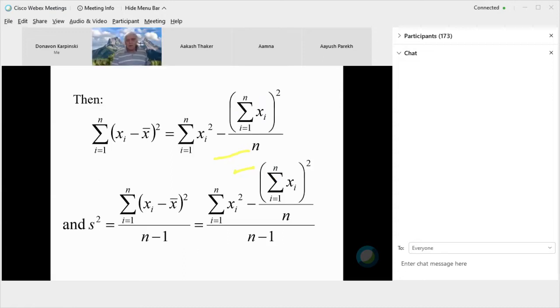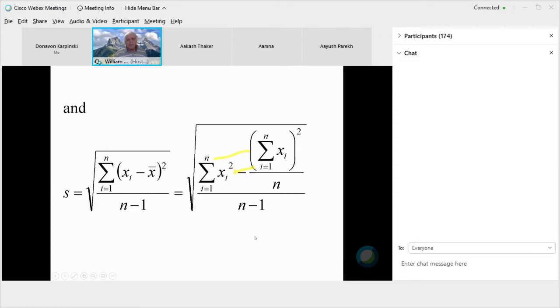So the sum of deviations from the mean squared, the easiest way is the right-hand side: sum xi squared minus sum xi quantity squared over n. Divide by n minus 1, we get the formula for s squared, the sample variance. Take the square root, we get the formula for the sample standard deviation.